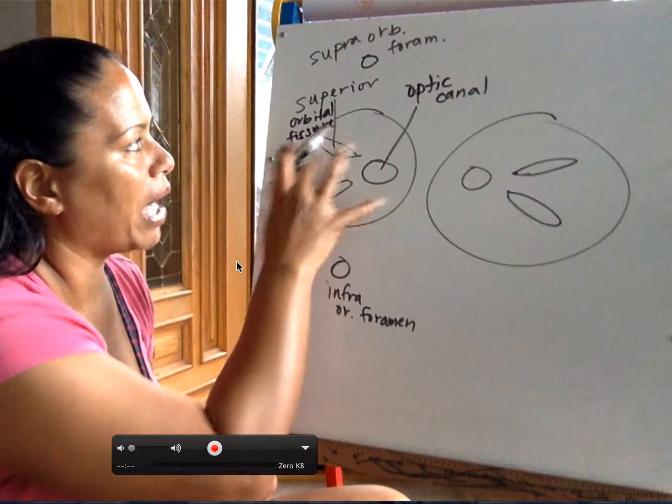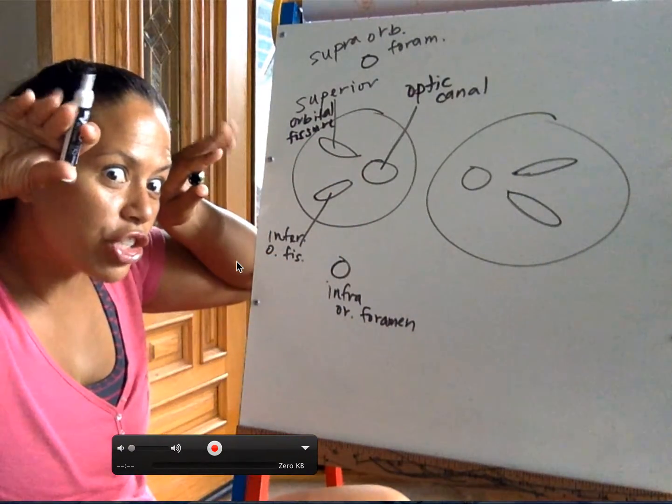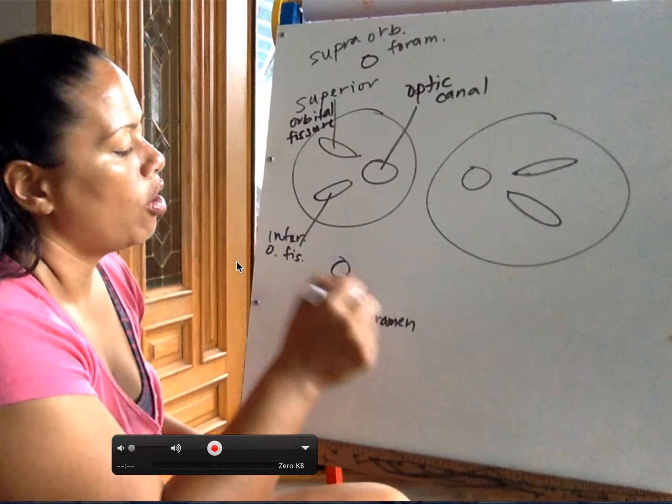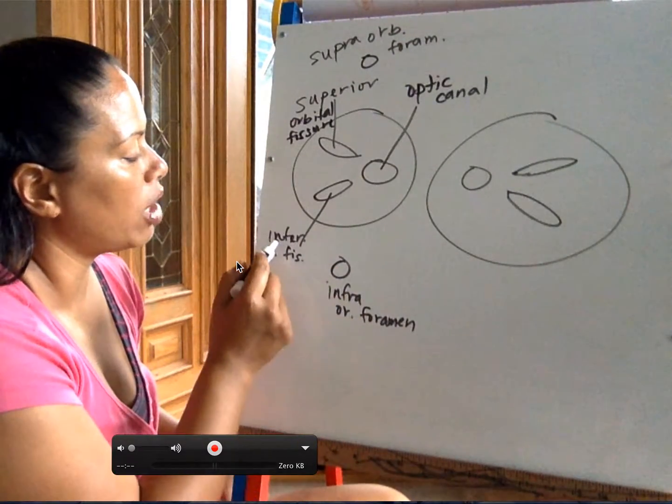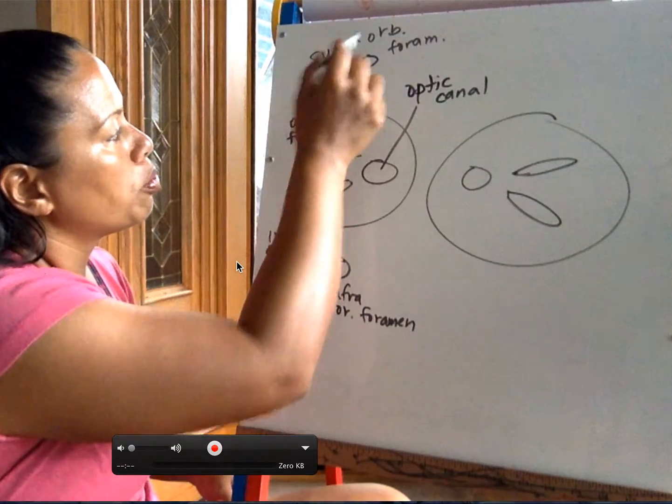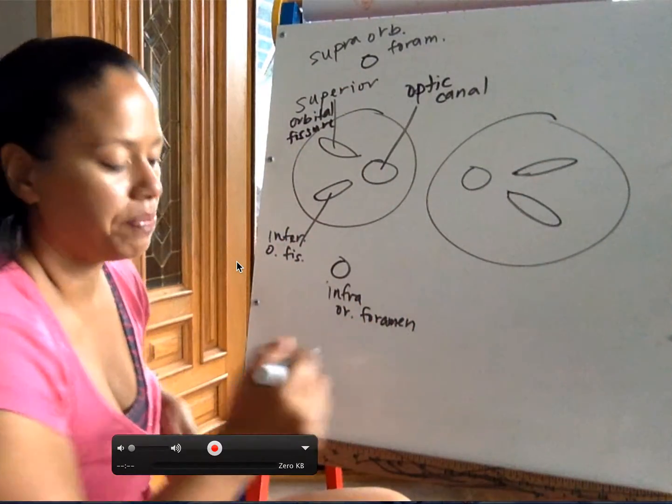Oh my goodness, it gets so confusing. You just have to memorize the pattern for this one. Just remember fissure and then foramen on the outside, right? So it's infra versus inferior, or supra versus superior, and same on the other side.